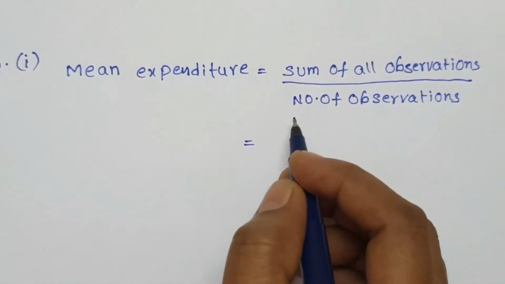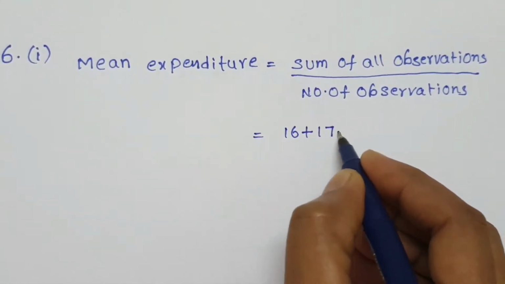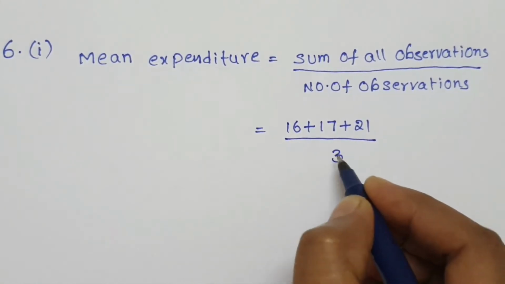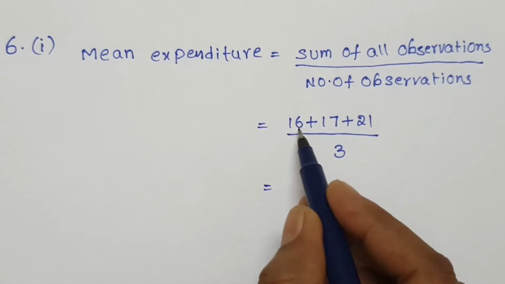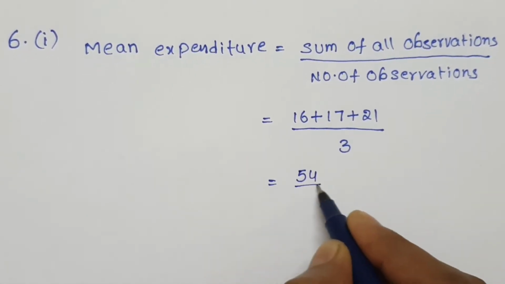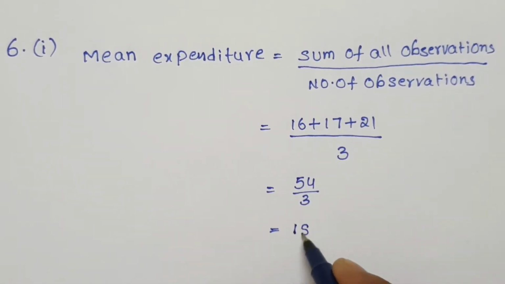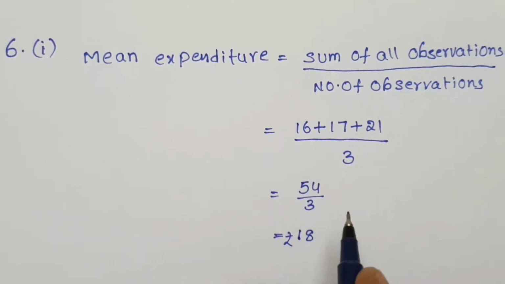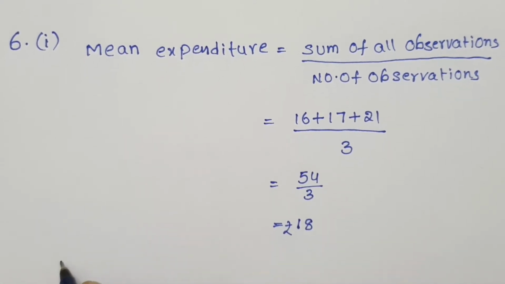So what is the sum of all observations? First one 16 rupees, 17 rupees, 21 rupees. How many members? 3 persons. Number of observations is 3. Total, add 16, 17, 21, we get 54 by 3. Here 3 ones are 3, 3 eights are 24, so 54 by 3 is 18 rupees. This is the first question, mean expenditure.